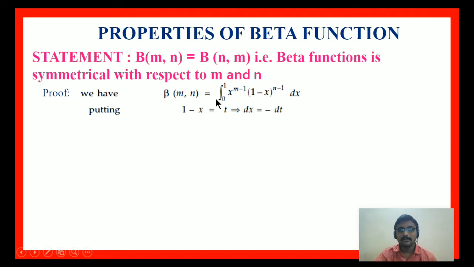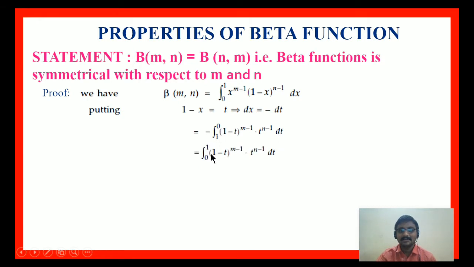Now to simplify, first we put 1 minus x as t. Differentiating on both sides, the derivative of 1 is 0, the derivative of negative x is negative dx, the derivative of t is dt, so dx equals negative dt. And we have to change the limits also. When x equals 0, t equals 1, when x equals 1, t equals 0. So the integral becomes negative integral 1 to 0 (1 minus t) whole power m minus 1 t power n minus 1 dt. Now interchanging the limits.